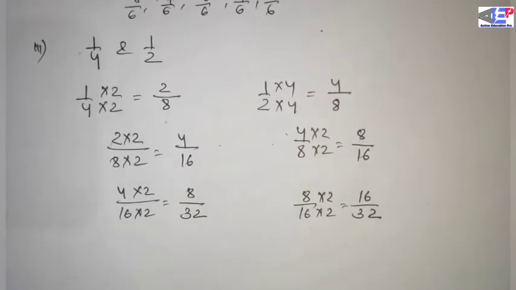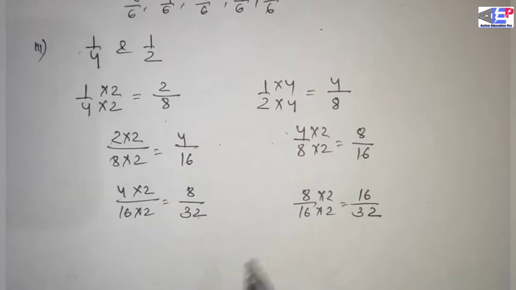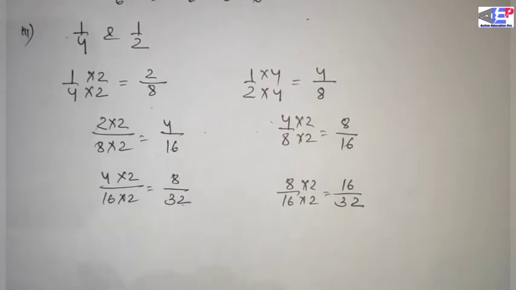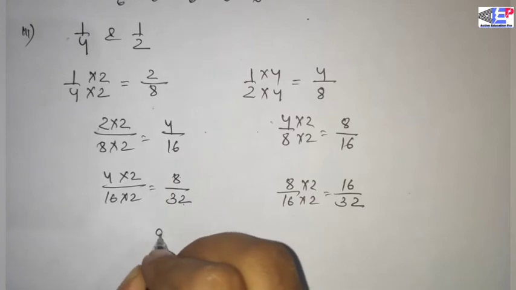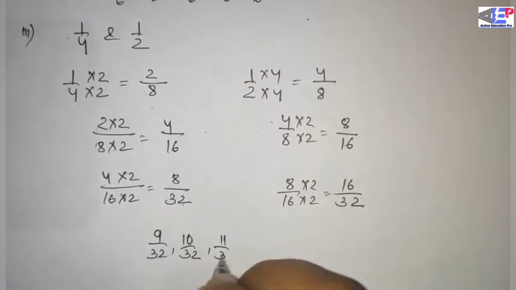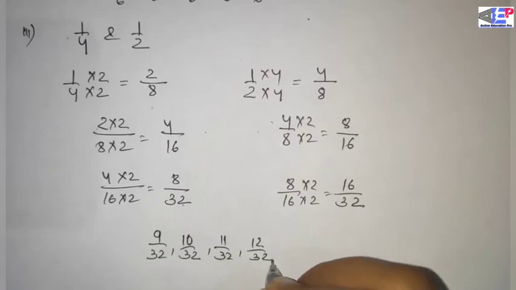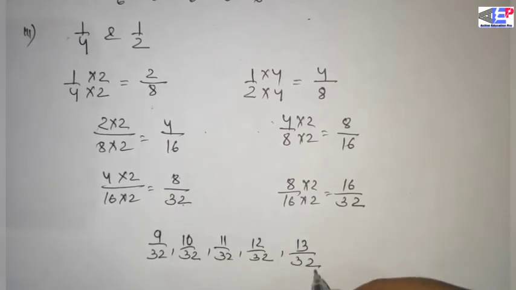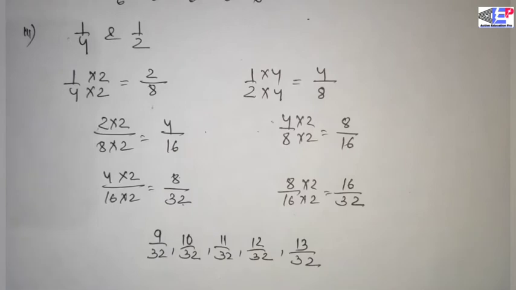Now there are much more than 5 numbers present between 8 by 32 and 16 by 32. In this case, now you can write 9 by 32, 10 by 32, 11 by 32, 12 by 32 and 13 by 32. These are the 5 numbers between 1 by 4 and 1 by 2. Okay.